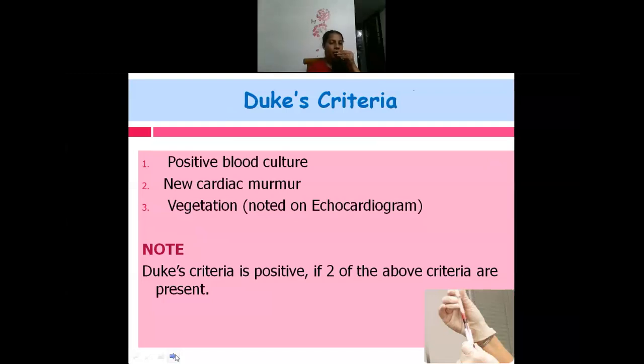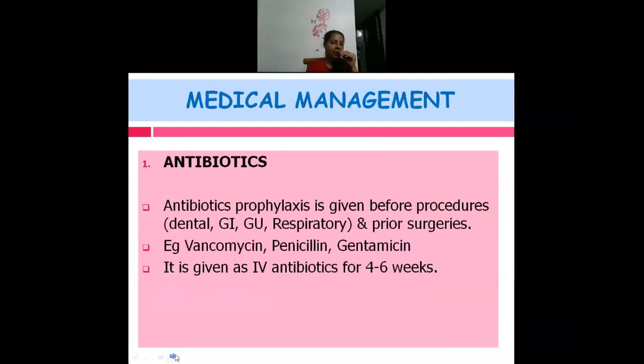First of all, a person will have a positive blood culture. Next, they may have a new murmur heard, and vegetation will be seen in the echocardiogram. So if any two of these three are present, we will say that a person is having endocarditis. How to manage endocarditis? I told you it is nothing but the infection caused by microorganisms.